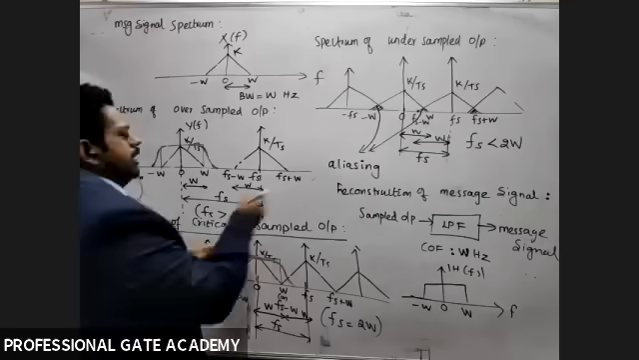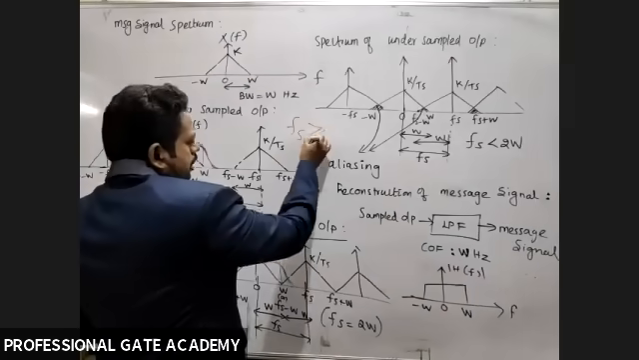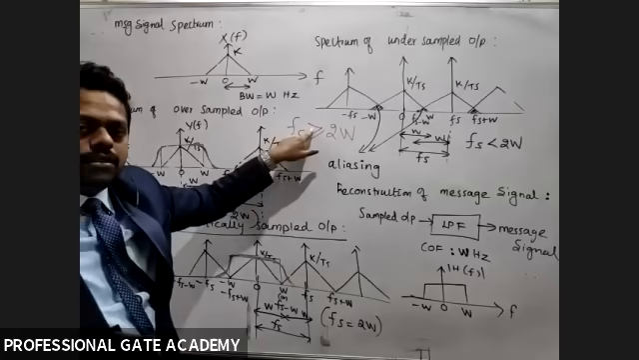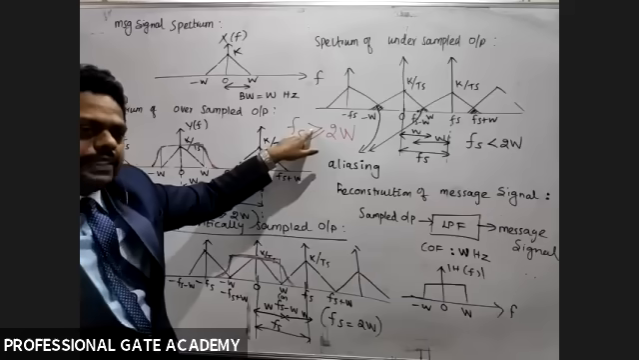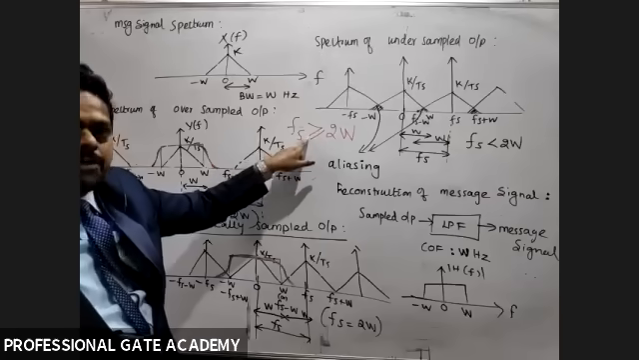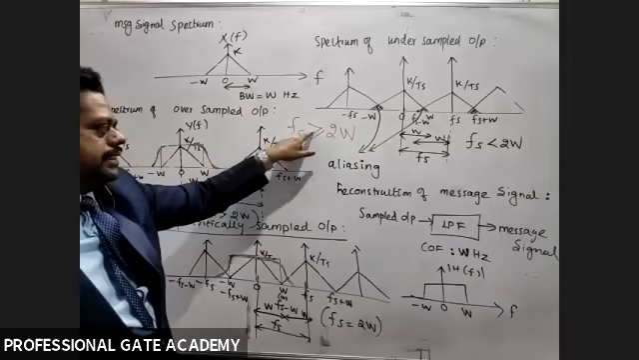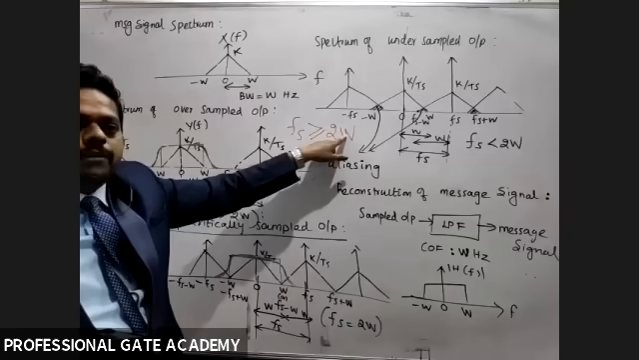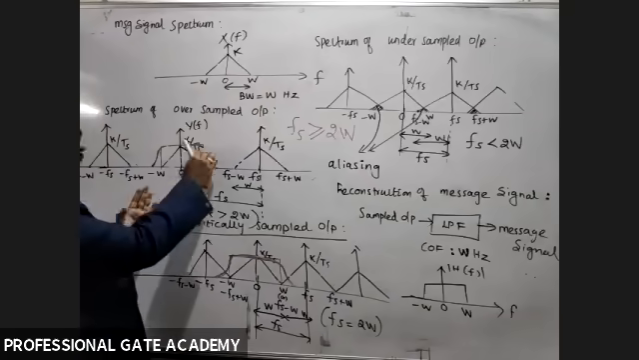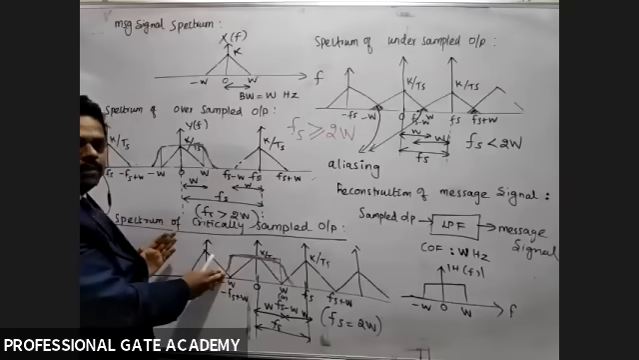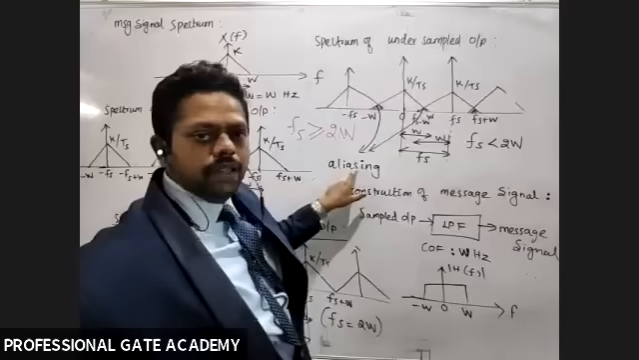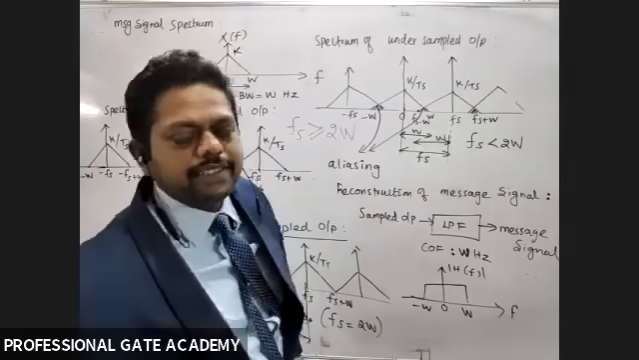What is the Nyquist sampling theorem? Fs greater than or equal to 2W. Greater than means what type of sampling? Oversampling. Equal to means critical sampling. That's why, for proper reconstruction of the message signal, Fs is greater than or equal to 2W. What is W? The maximum frequency of the message signal. So the message signal can be reconstructed only in oversampling and critical sampling. In undersampling, the message signal cannot be reconstructed due to aliasing.